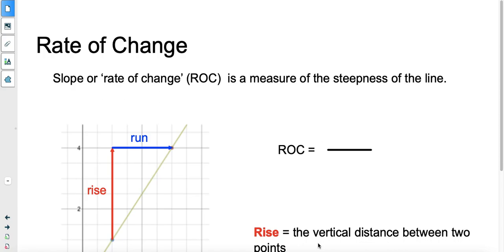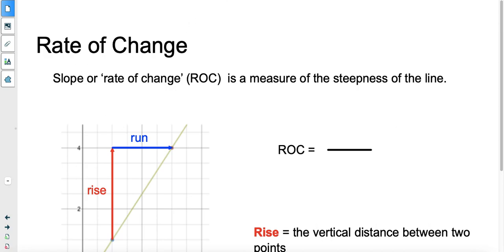Hi everyone. In this video, I'm going to go over rate of change. So the rate of change is a measure of how steep a line is. So the steeper the line is, the higher the rate of change it's going to have. Another word for rate of change is also called slope.